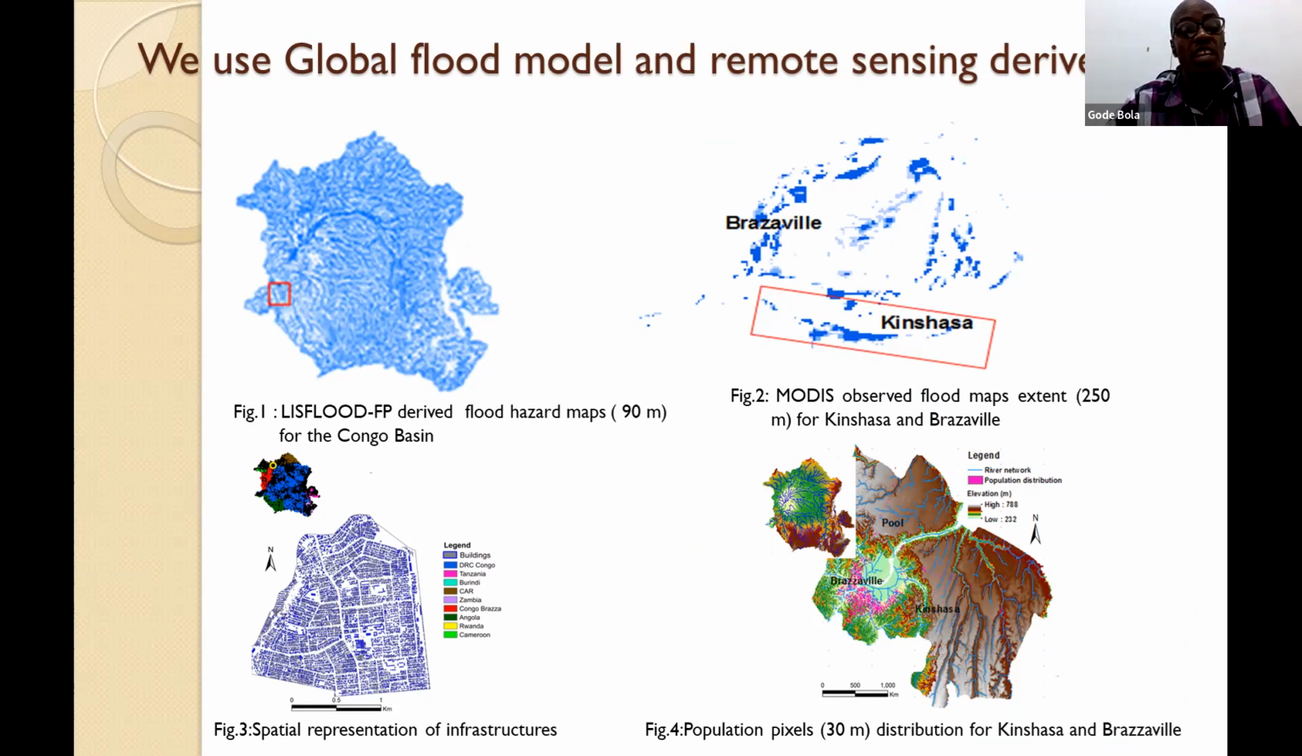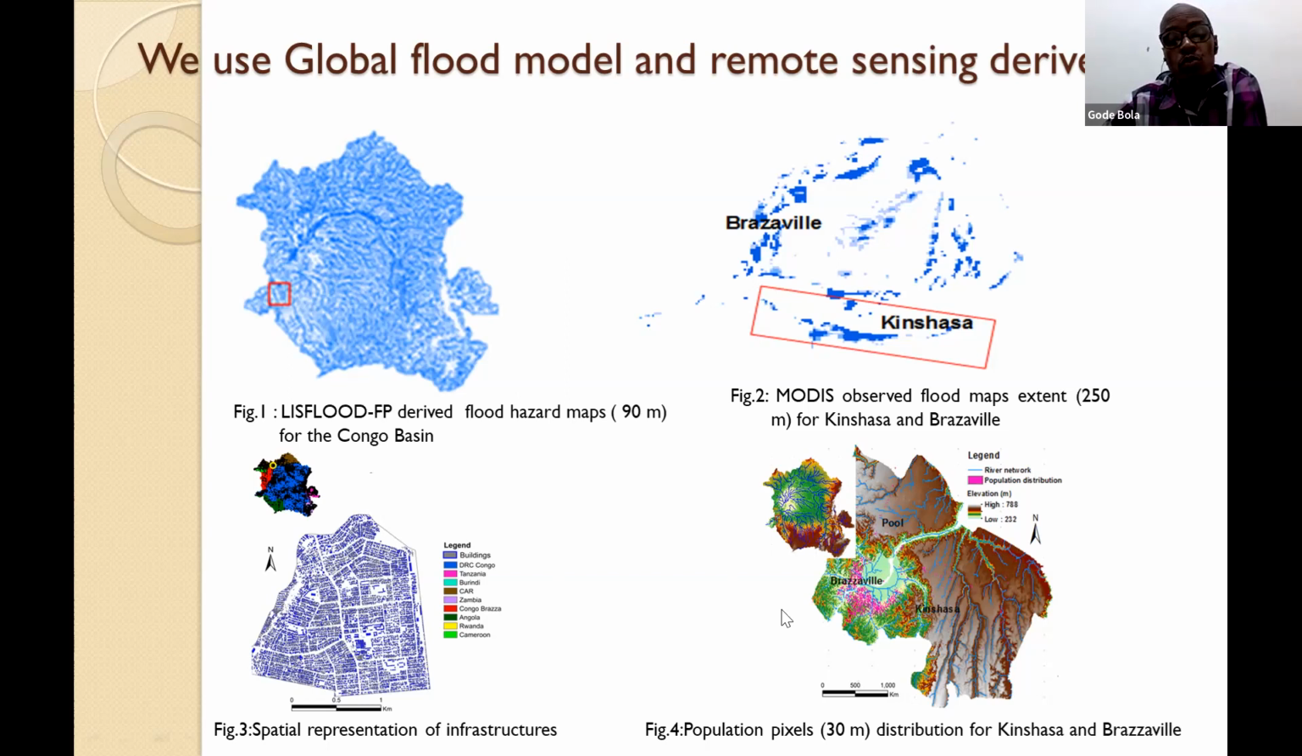That is why we used the LISFLOOD-derived flood map, which is open source, for different time periods. I think it was for 5, 10, 20, 75, and 100-year return periods. Besides the flood map, we also got observed flood extents that helped us validate our flood hazard map. Those were the MODIS images, at about 250-meter resolution.